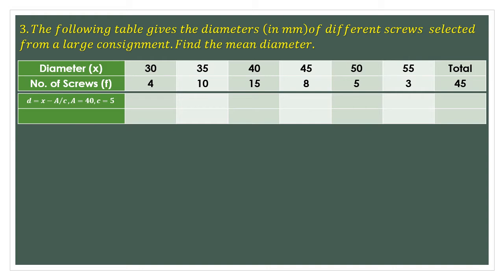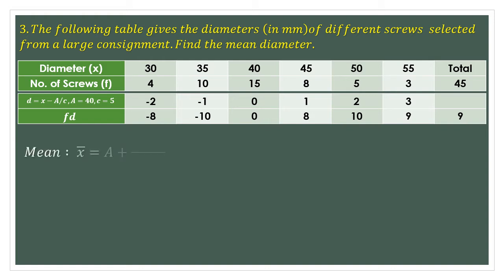So A will be 40, x minus 40, and as I told you earlier, the difference is 5 between all the values of x. So the common factor I have taken here will be 5. I will start directly here because x will be deducted by 40 and divided by 5. So similarly, I will get negative 3, negative 2, negative 1, 0, 1, 2 and 3. When I multiply these values with the frequency, that is frequency multiplied by deviation, I will get negative 8, negative 10, 0, 8, 10 and 9, and the total here will be 9.